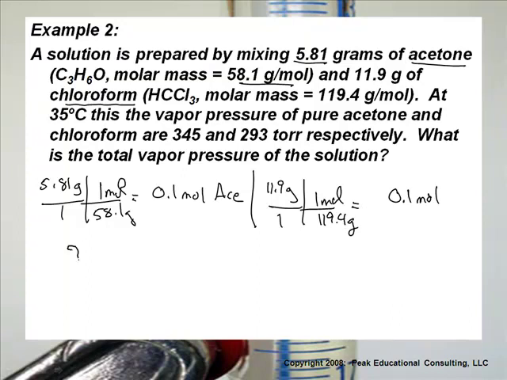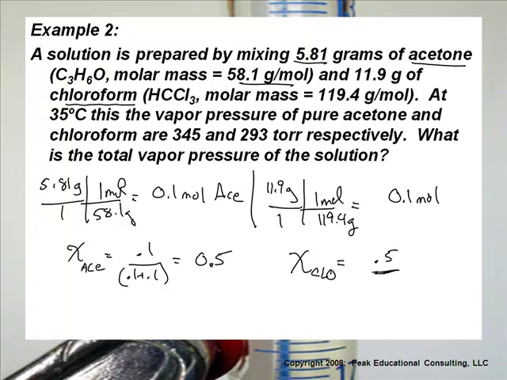So the mole fraction of the acetone, I'll call it ACE maybe, will be 0.1 over 0.1 plus 0.1, which of course is 0.2. I can do that without a calculator. That's 0.5, I already put my calculator down. This is all monkey math. And the mole fraction of chloroform, CLO, would also be 0.5, right? Because it's the same thing.